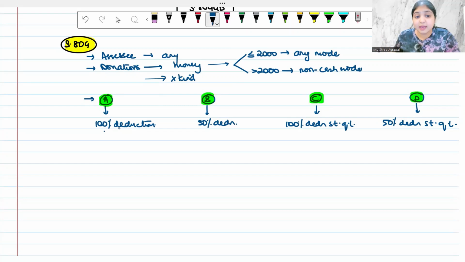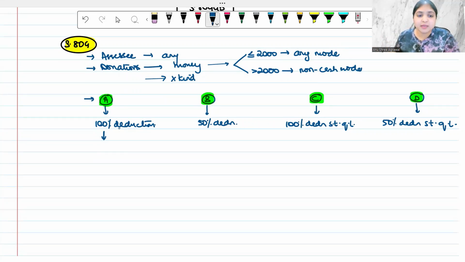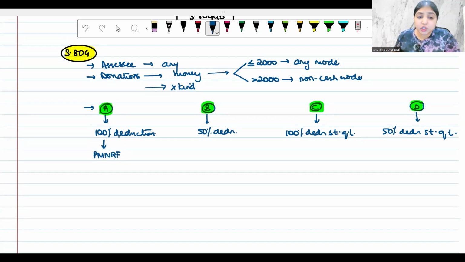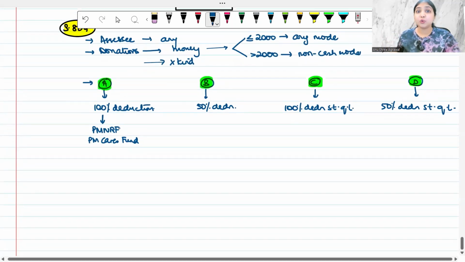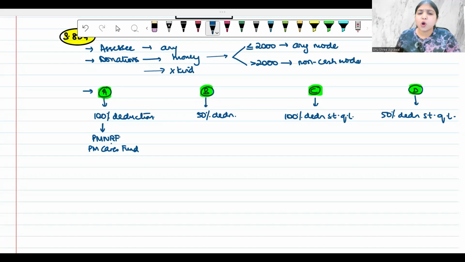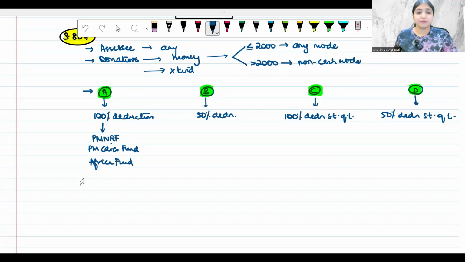See, in category A, what are the donations which you have in category A? I tell you the important ones. If you make a contribution to the Prime Minister National Relief Fund, or if you make a donation to the PM Cares Fund, you must have heard about PM Cares Fund quite a lot during the COVID times. Or if you make a donation to the Africa Fund, all these Prime Minister funds and national funds you will find over here.